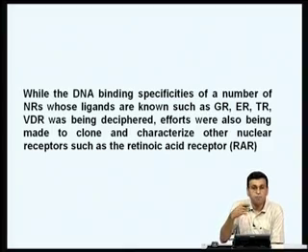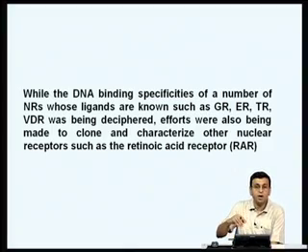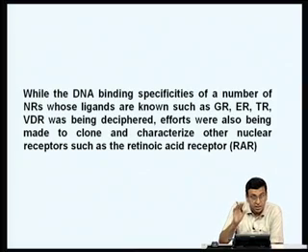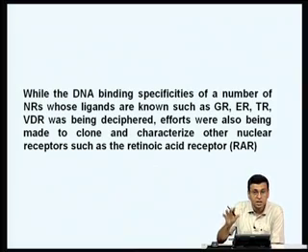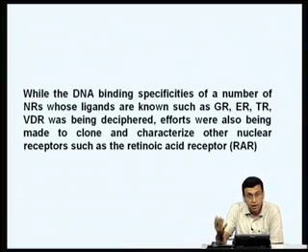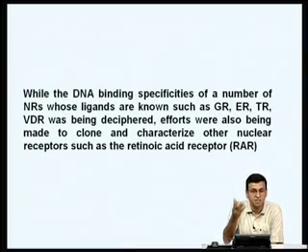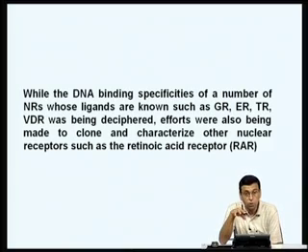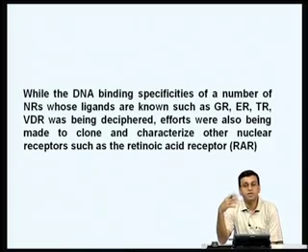But they did not bind to glucocorticoid response element, they did not bind to a thyroid hormone response element, nor did they bind to those ligands, indicating that the exact physiological function of these receptors is not clear, because we do not know what kind of sequences the receptor binds and what are the ligands for the receptors. And such receptors came to be known as orphan receptors.